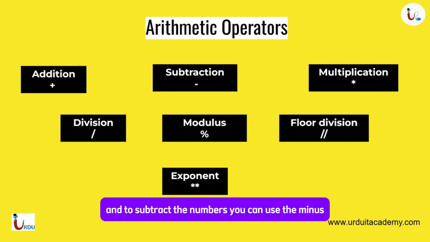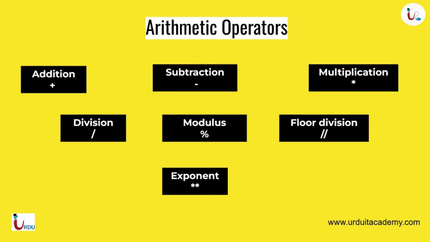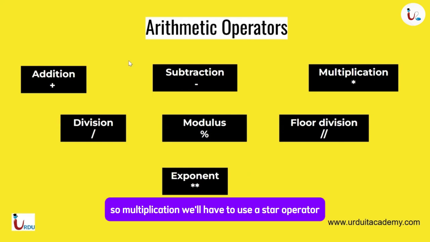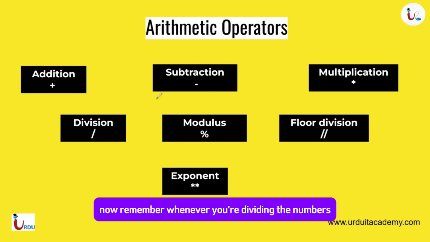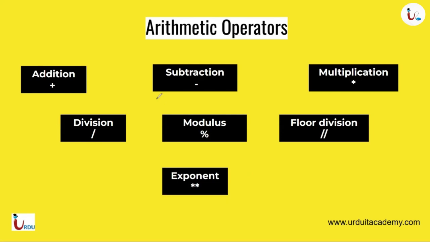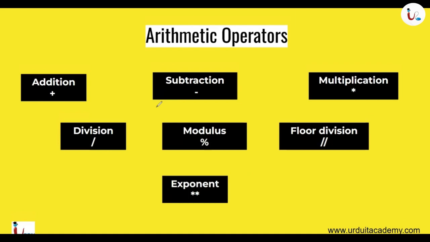And to subtract the numbers, you can use the minus. So you can subtract the operands, or the numbers. For multiplication, we use a star operator, which will multiply the two numbers, and division is a slash. Now remember, whenever you're dividing numbers, whether integers or floats, the answer will always be a float value. Even when you divide two integers, the answer will be a float value.